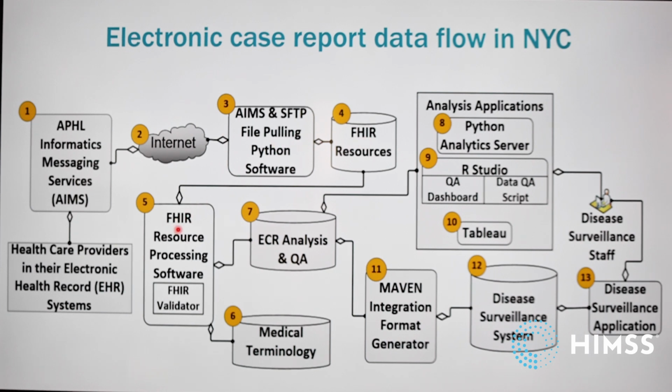And then we have some FHIR resource processing software that connects to a medical terminology database to validate the medical codes that are reported to us and places the information in a data analysis and quality assurance database. We have some analysis and quality assurance platforms via Python, RStudio, and Tableau to generate reports and analyze the quality of the data before we turn a reporting site on in production, where the data gets pulled out of the database through a Maven integration format generator, and the data gets added to the disease surveillance system database, where the disease surveillance application can then be used by surveillance staff to do case management and case investigations.